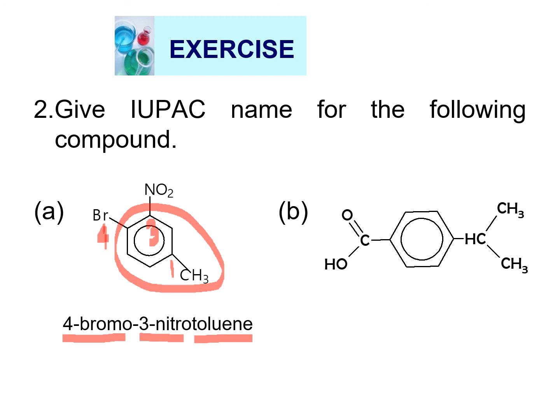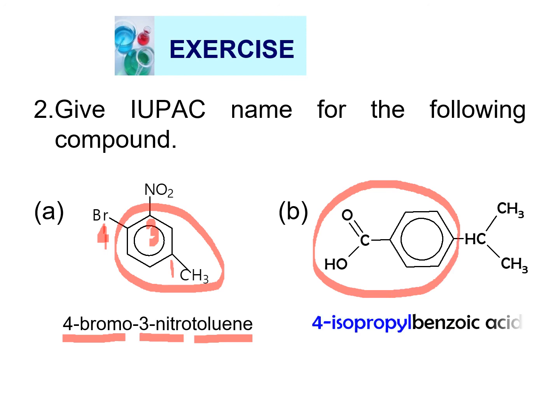For compound B, we have a COOH group and also an alkyl group bonded to benzene. And according to the priority, COOH has higher priority than the alkyl group. So, the parent name is benzoic acid because COOH is numbered as carbon 1, followed by the isopropyl group numbered as carbon 4. So the name becomes 4-isopropylbenzoic acid.